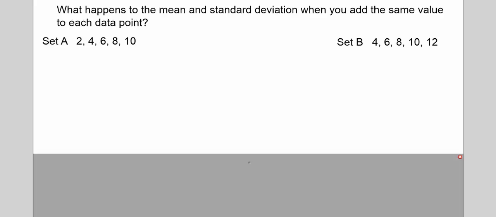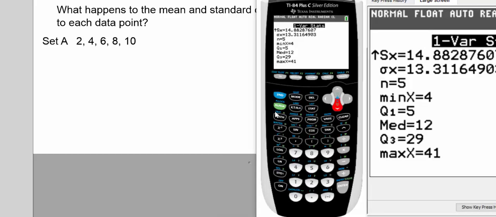First of all, let's say we take a data set, 2, 4, 6, 8, 10, and then we were to add the same value to each number. So now that data set becomes 4, 6, 8, 10, and 12. And we want to know what happens to the average and the standard deviation. Well, let's do that on a calculator, just for the heck of it.